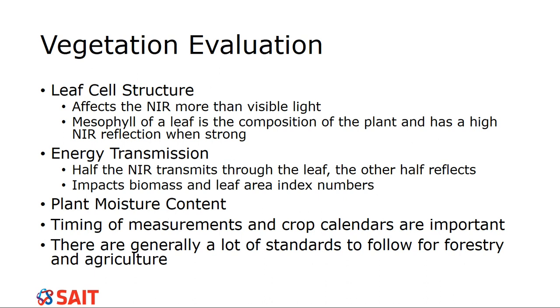Timing of the measurement and crop calendars are really important. As you can imagine, plants change rather quickly. In the Arctic, within 3 days, I can have no vegetation to having super beautiful flowers everywhere, and then it's dying off within 3 days. So vegetation can really change very fast and makes things a little bit more challenging. There are a lot of standards in forestry and agriculture, so if you do decide that you want to work in one of those industries in remote sensing, you're going to have to spend a lot of time learning that.